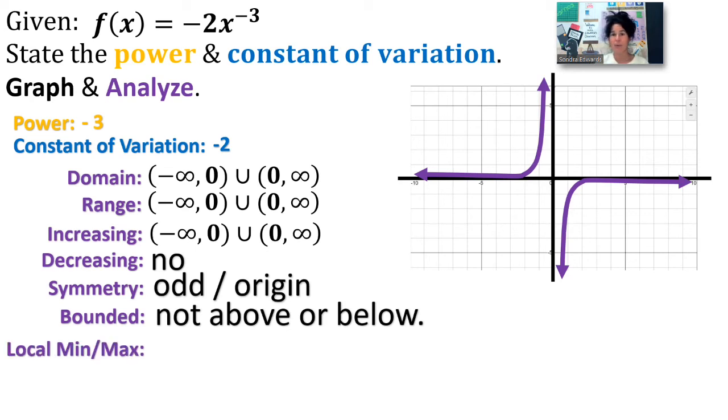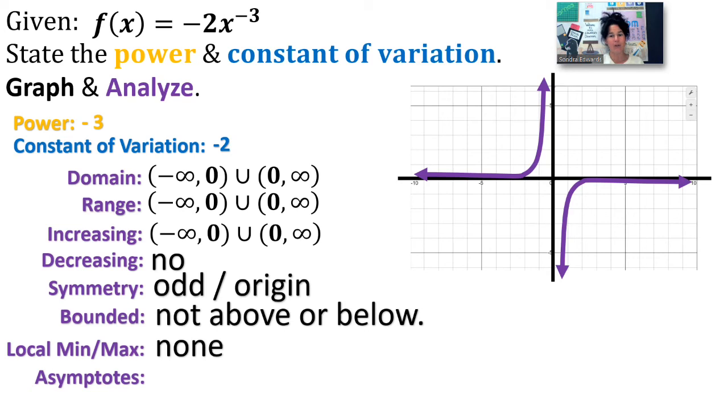Local mins and maxes. Remember, the definition is if your function goes from uphill, increasing, to decreasing, that's where you have a local max. Or if your function goes from decreasing to increasing, well, then that's where you have a local min. All along the way, I have increasing, increasing, increasing. So we definitely don't have any places where we're changing from increasing to decreasing or decreasing to increasing. So we do not have any local mins or maxes.